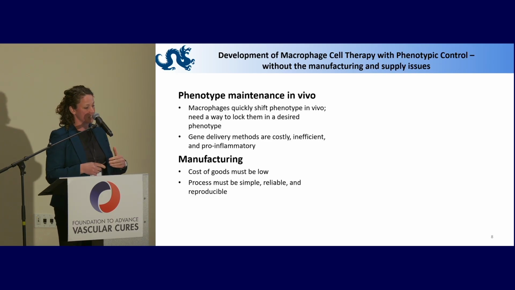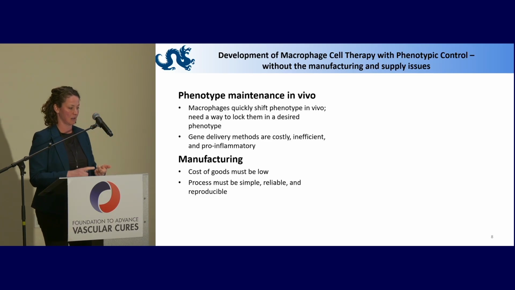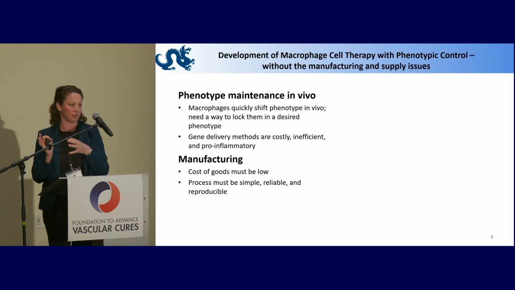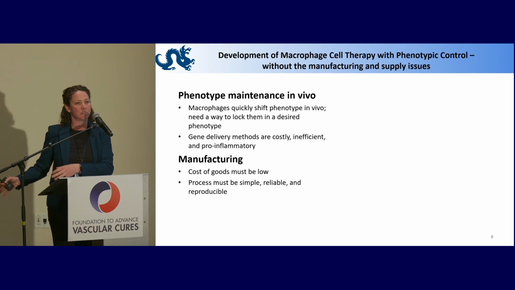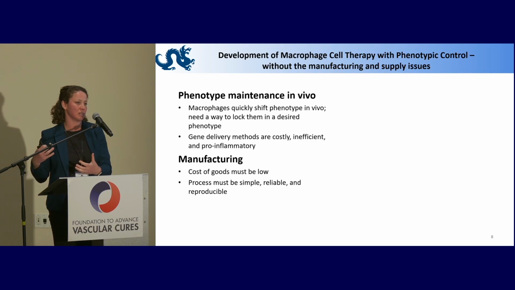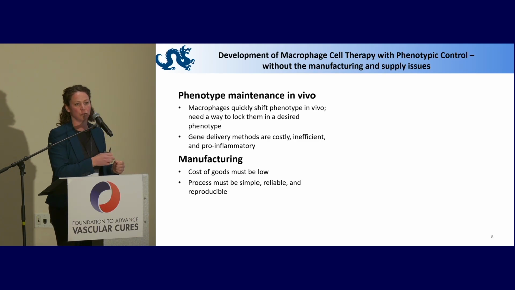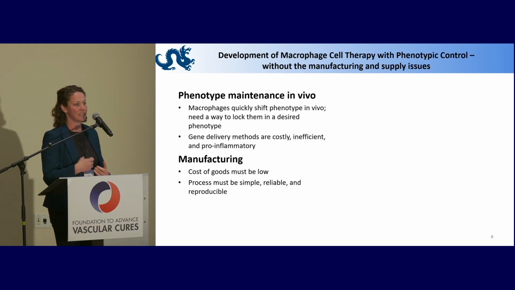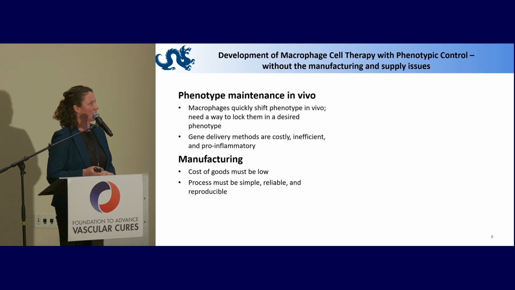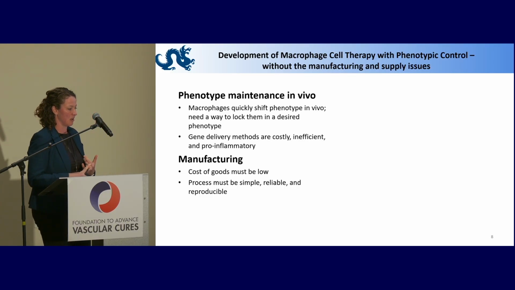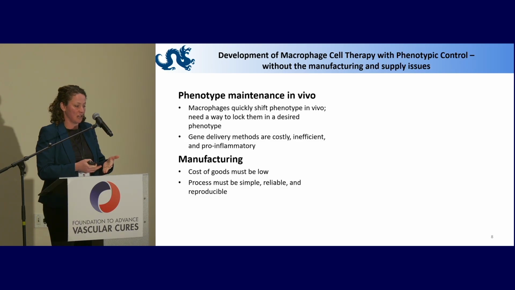And so the challenges that needed to be overcome were, first of all, macrophages can quickly shift their phenotype so dramatically, super quickly. If you give stimuli to a macrophage to push them into a certain state and then transplant them into a wound, they will be completely different within a day. They do not maintain their phenotypes. There has to be a way to lock them in a phenotype. But as I said, gene delivery methods are very expensive. They don't work that well, and also they're pro-inflammatory to macrophages. But also we have to address the manufacturing challenges up front, because otherwise we're never going to make products that make it to patients.